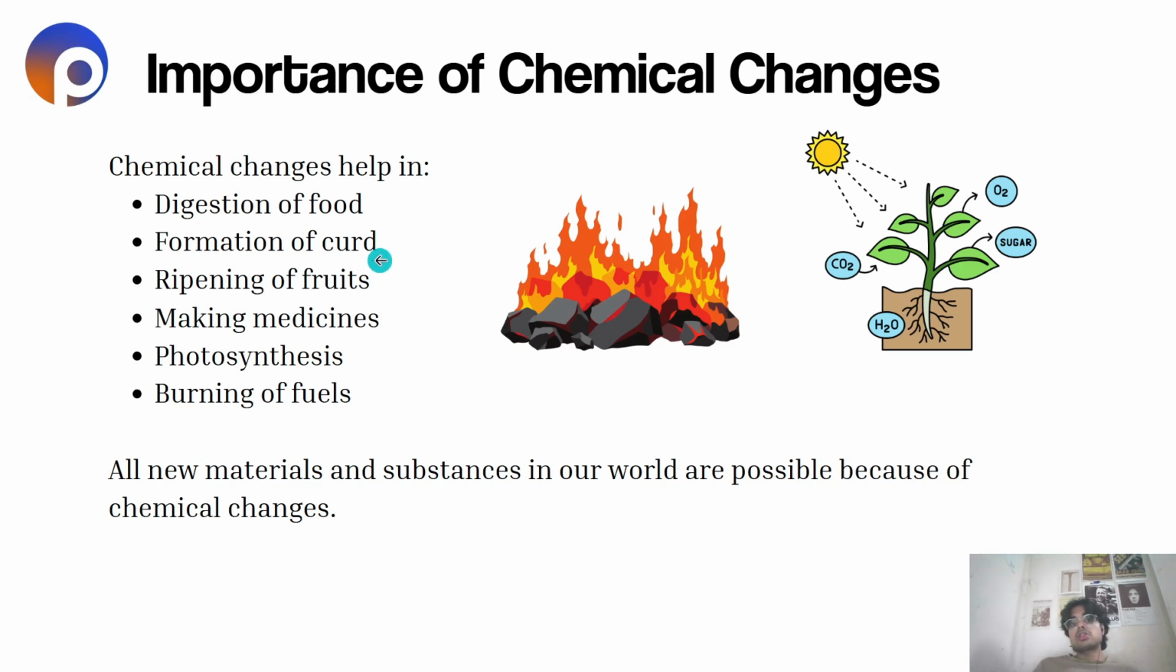Formation of curd is also a chemical process. Ripening of fruits is also a chemical process. Making medicines, photosynthesis, burning of fuels.